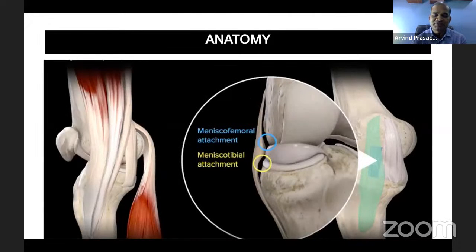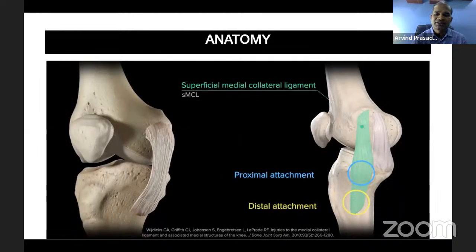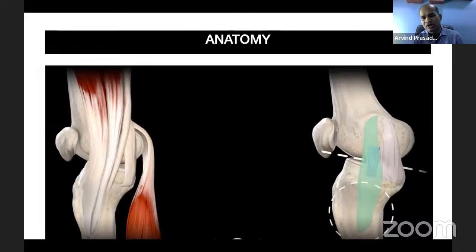If you see, the deep MCL attaches to the meniscus also with the help of the meniscofemoral ligament, as well as the meniscotibial ligament, and this remains deep to the superficial collateral ligament. The superficial collateral ligament has two attachments. One is the proximal attachment, attached just below the joint line. Another is the distal attachment, almost around 4 to 6 centimeter below the joint line, in the posterior half of the tibia. If you see the sagittal plane, it attaches in the posterior half. It's not in the anterior half.